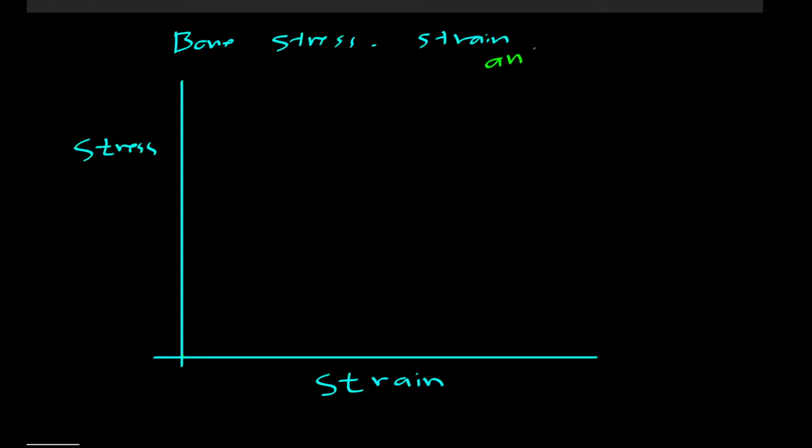Anisotropic, meaning it does not have the same, and not iso, same, tropos, response. So not the same response, meaning it depends how you load it. So for starters, let's think about what the stress-strain curve looks like for compressing bone.